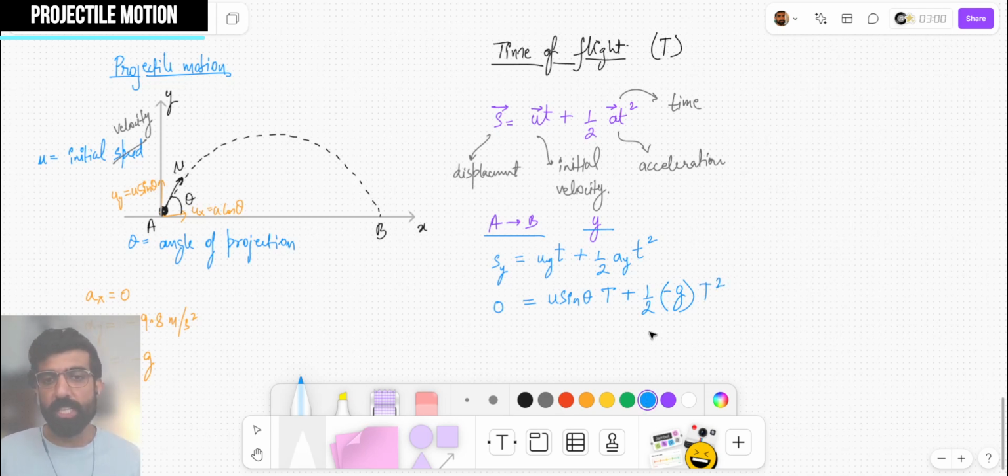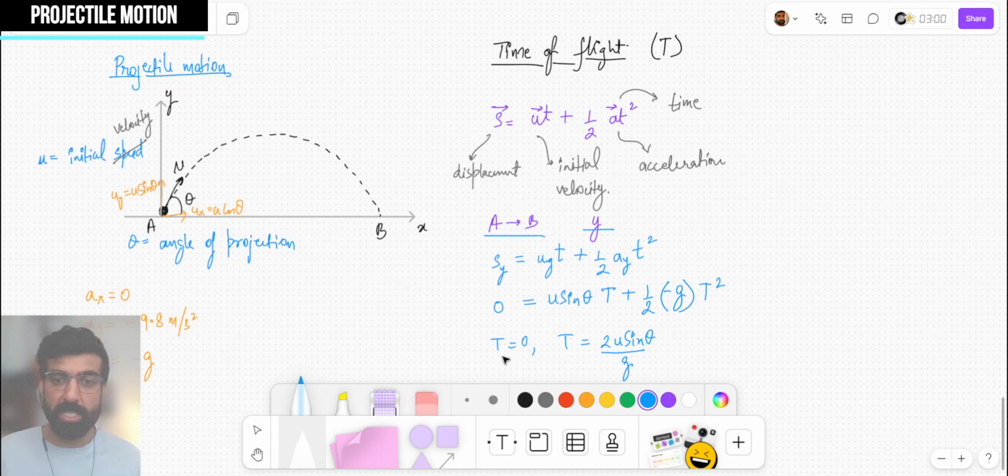We are asking this equation, when is the displacement in the y direction for this particle 0? That is what we ask. It gives you two answers. One of the times is 0, while the other time is 2u sine theta divided by g. So you ask a question, when is the displacement in the y direction 0?